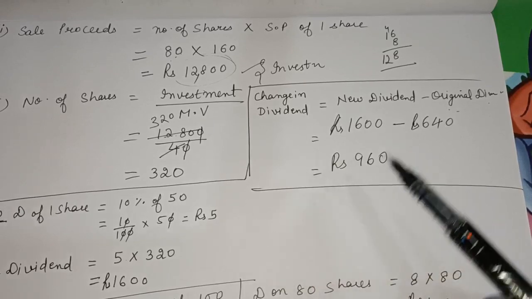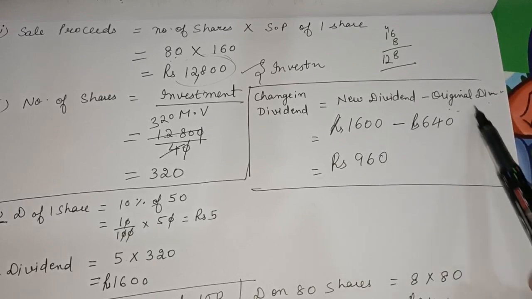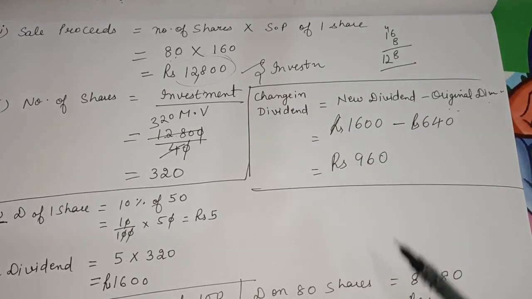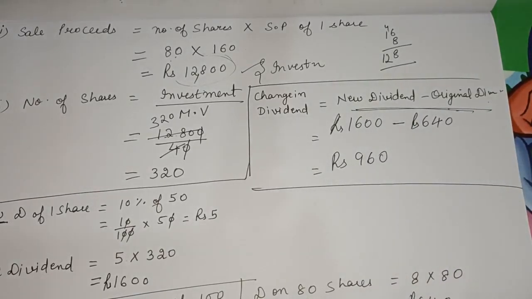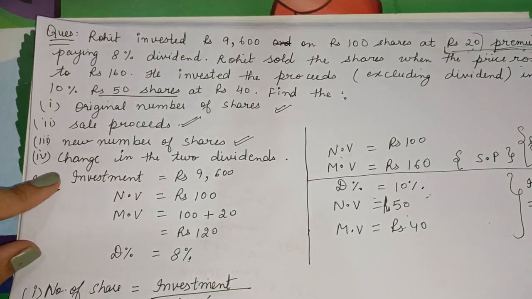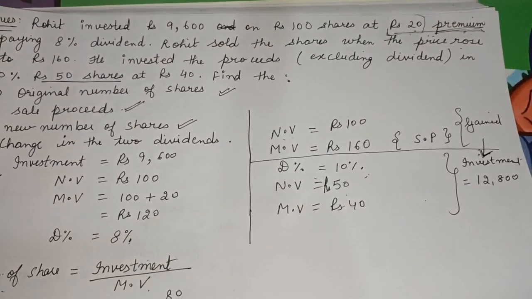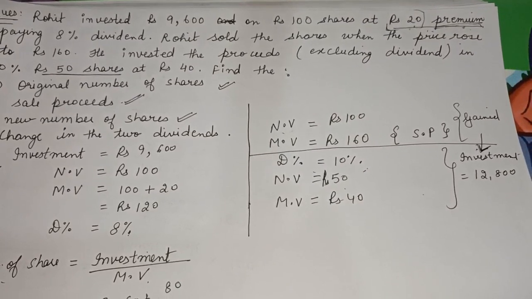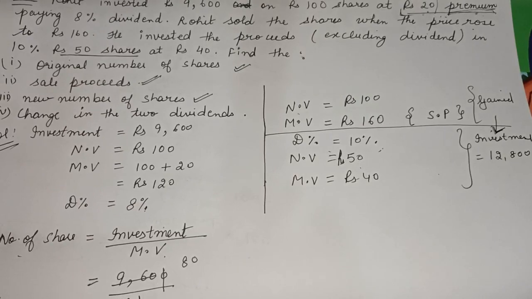So if you do each and every question along with me, you can see this question is very easy. Similar questions only are coming in exam again and again, and this type of question earlier also we have done. So try to do these questions yourself also. With this one, this question is completed. So first of all, original number of shares we found, then sale proceeds we found, then new number of shares we found, then change in dividends we found. So it was a little lengthy question, but we have successfully completed it. Now let's do the next question, and that question will be the last question from my side.